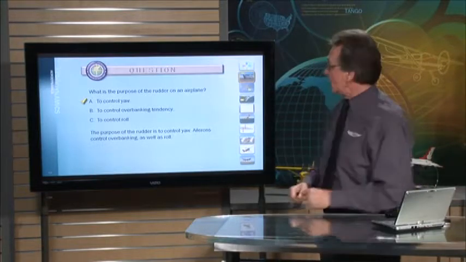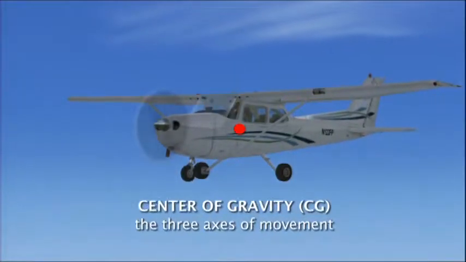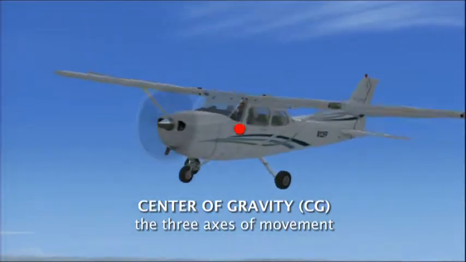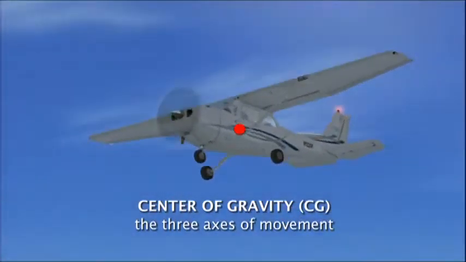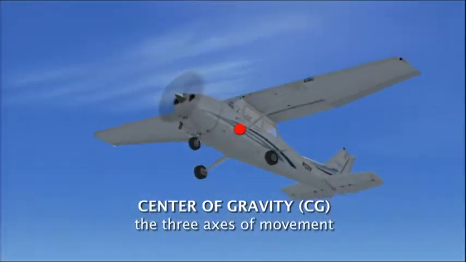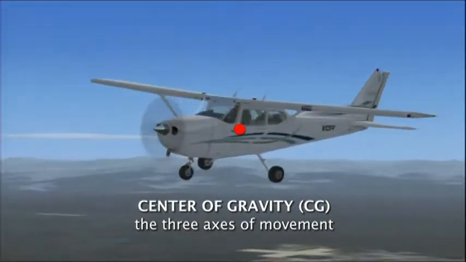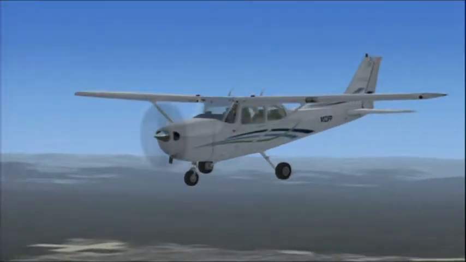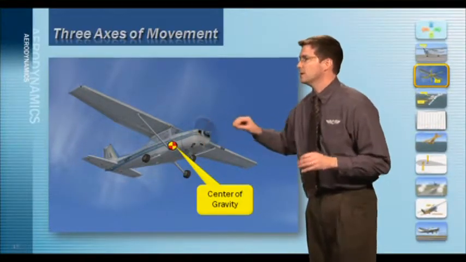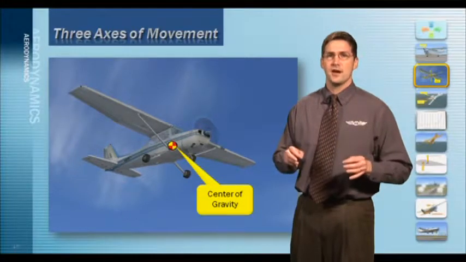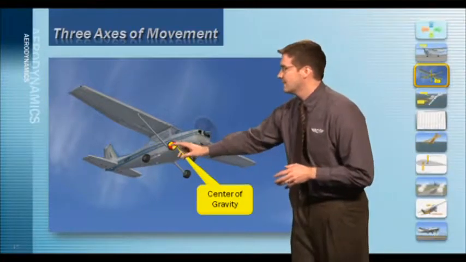All right, let's get with our instructor once again and study center of gravity. The center of gravity, or CG, is the point at which an airplane would balance if it were possible to suspend it at that point. It is the theoretical point at which the entire weight of the airplane is assumed to be concentrated. Here's the center of gravity on a Cessna 172 shown here.